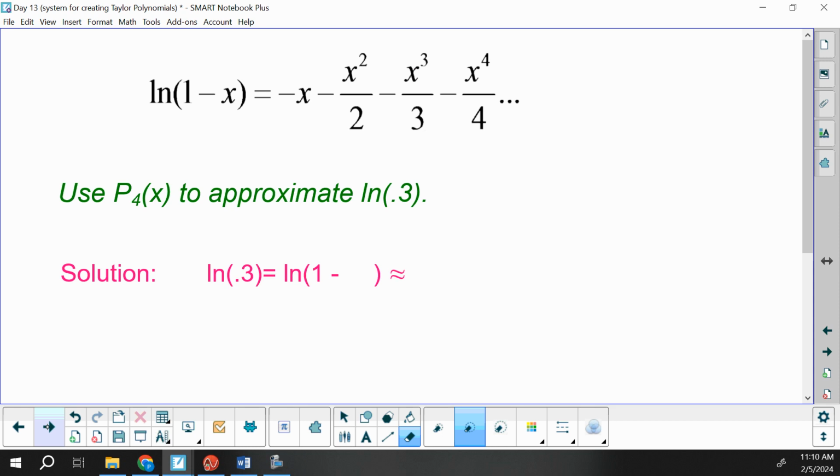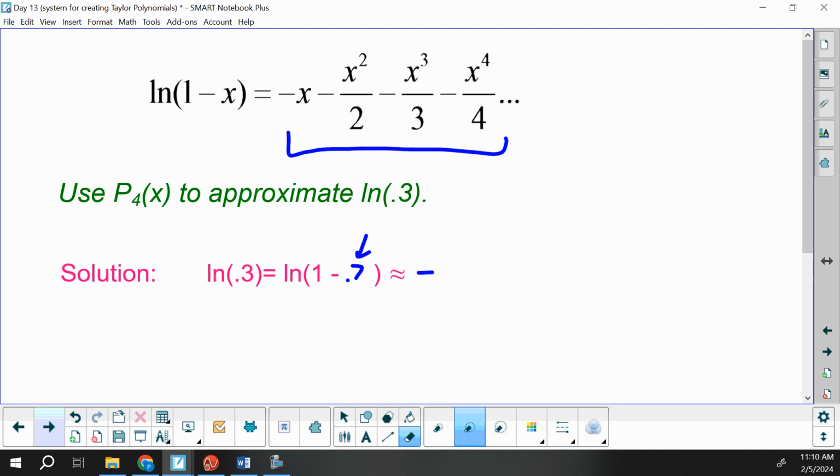So going to the next slide, we're going to see if we can use this polynomial now. So we want to use the 4th degree polynomial. So we're going to use this exact one right here. And we want to approximate natural log of 0.3. Well, natural log of 0.3, we're using natural log of 1 minus x to do that. So we need to think what needs to go in this blank here to give us 0.3, and that would be 0.7.